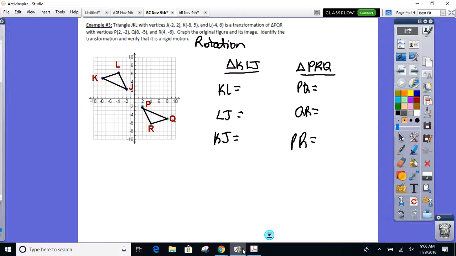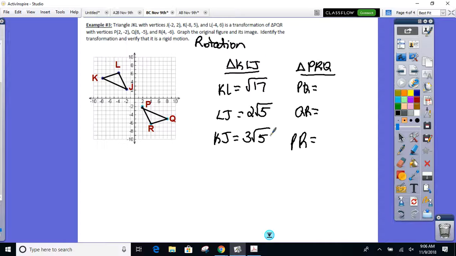KL, your group ready to go? KL, what do you got for me? Radical 17. Yep, square root of 17. LJ, what do you guys have for me? Yep, 2 radical 5. That would be the square root of 20 broken down. KJ group, what do you have? 3 radical 5, square root of 45 broken down. Perfect. Let's hope they match up.